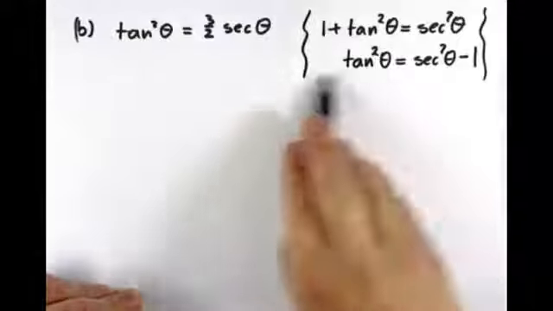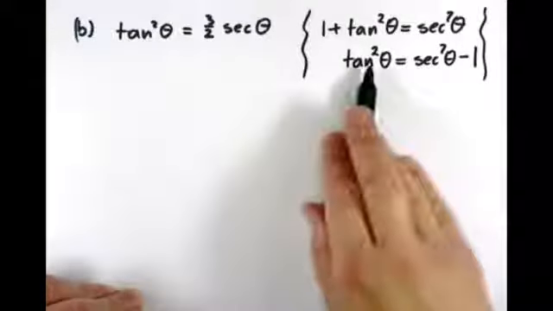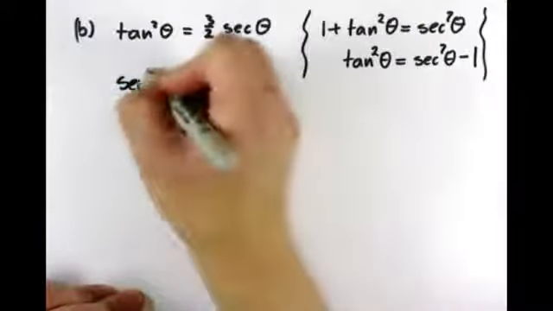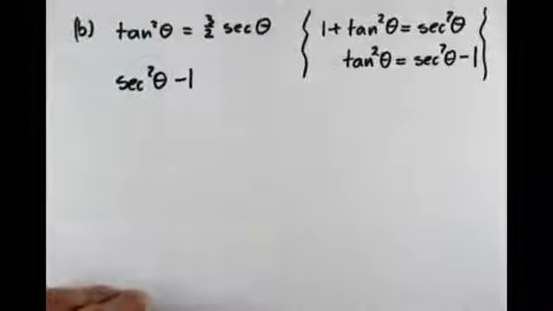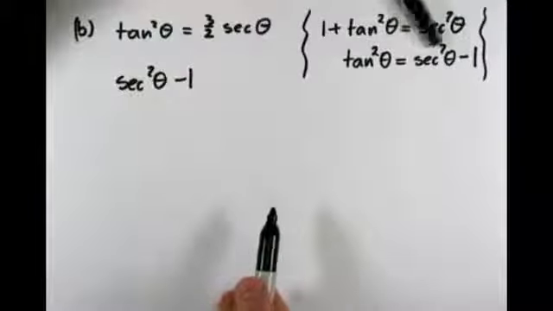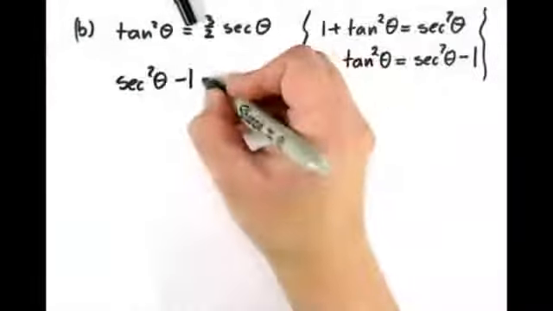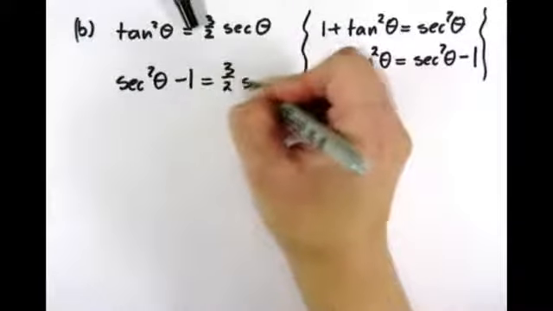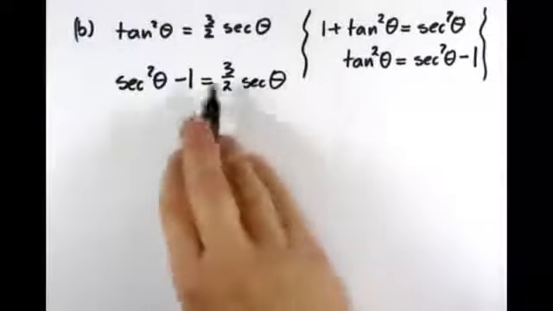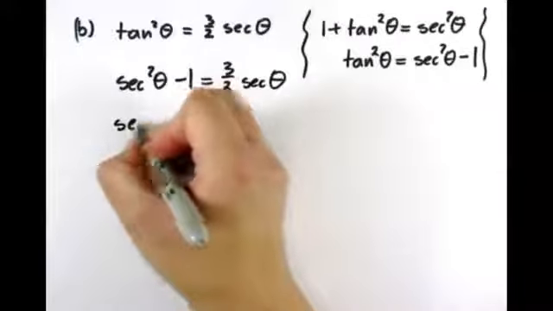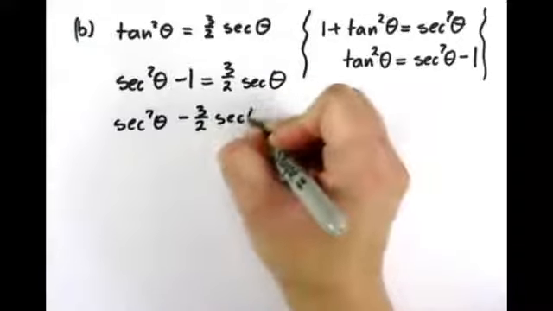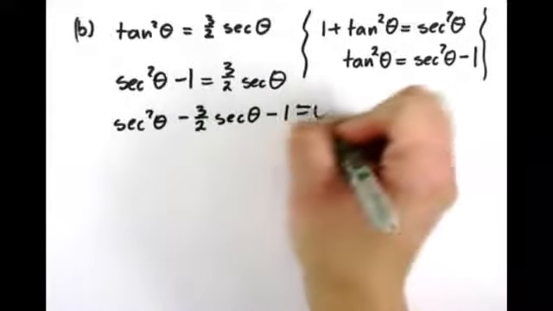And now I can substitute for tangent squared. I'm substituting tangent squared with secant squared minus 1. And now I have that is equal to 3/2 secant theta. Quadratic equation, bring everything on one side. So I have secant squared theta minus 3/2 secant theta minus 1 is equal to 0.